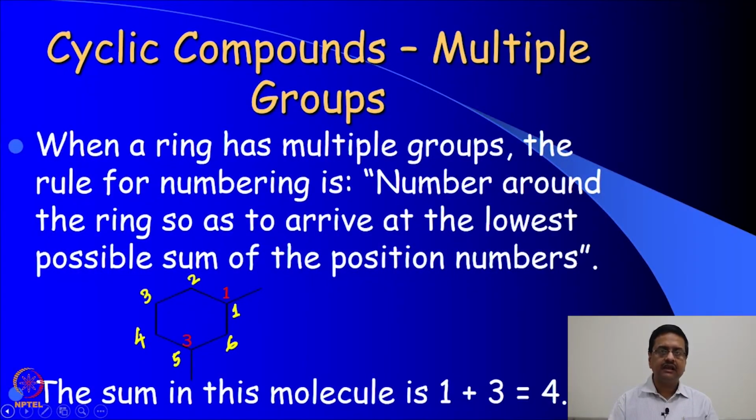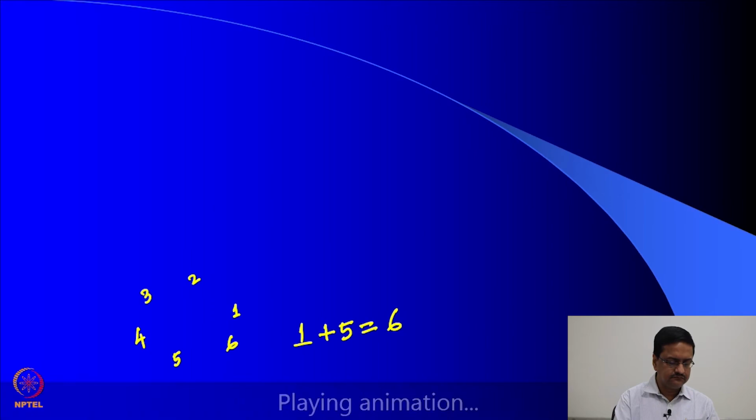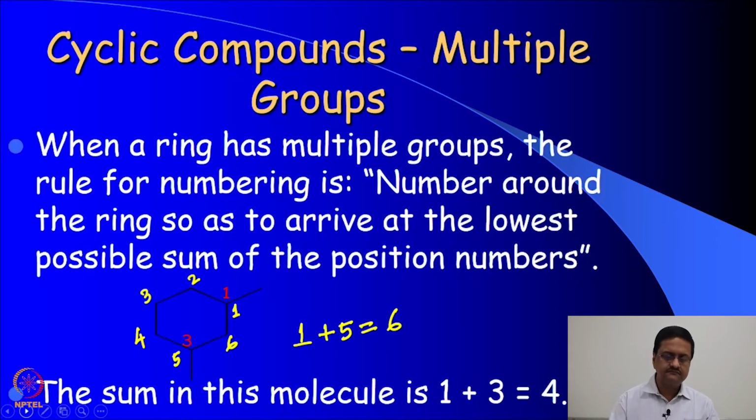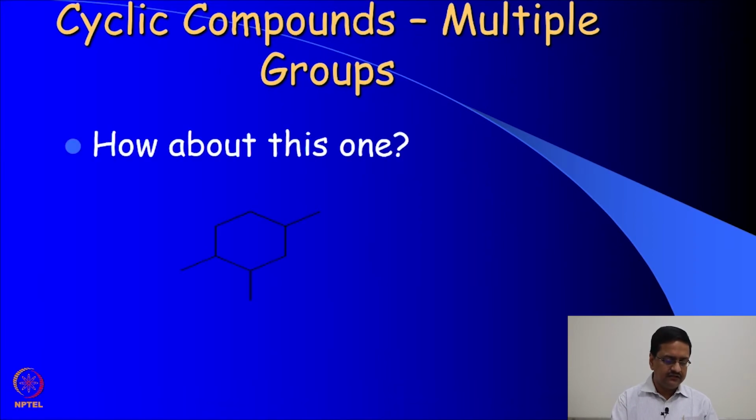In this particular way, when you write the numbers in yellow, the sum of those two numbers becomes 1 plus 5 equals 6. This number 6 is larger than 4. So, the way that was numbered in red is the right way of numbering, 1 plus 3. So, when we write the name of the molecule, we should write it as 1,3-dimethyl cyclohexane.